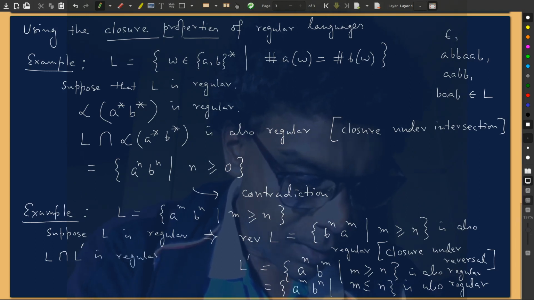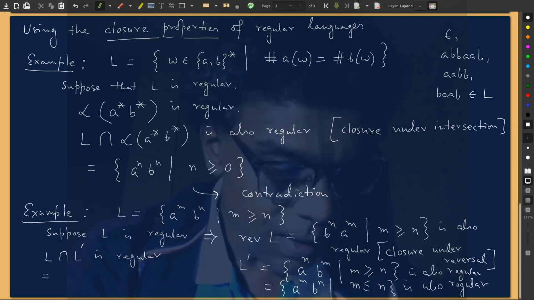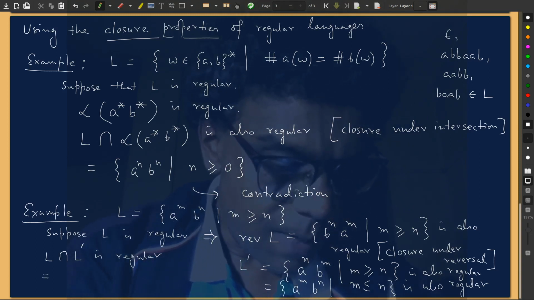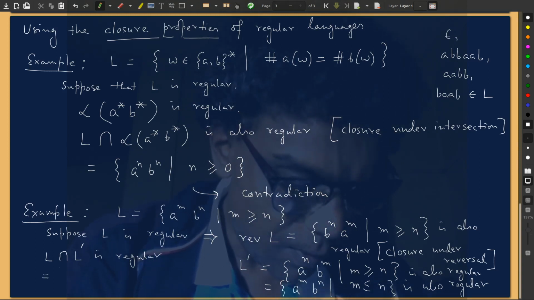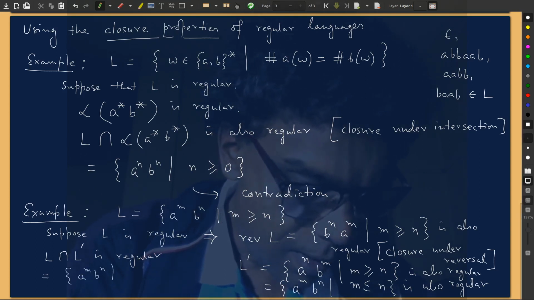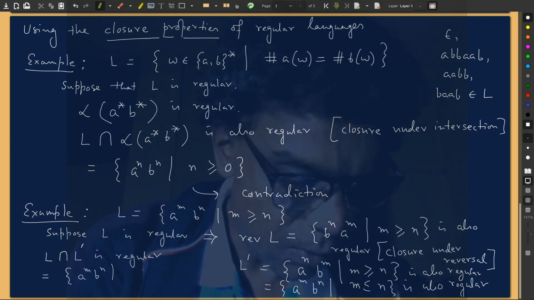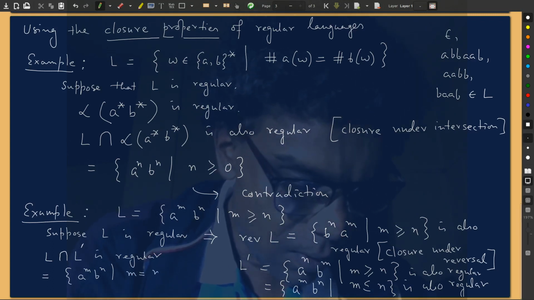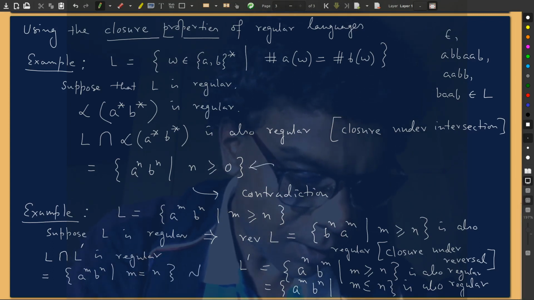But then, what is L intersection L prime? On the one hand, we have a power m b power n, m greater than equal to n. And on the other, we have a power m b power n, m less than equal to n. So this is nothing but a power m b power n, with both m greater than equal to n and less than equal to n. So m is equal to n, which is nothing but this language. So this is a contradiction.